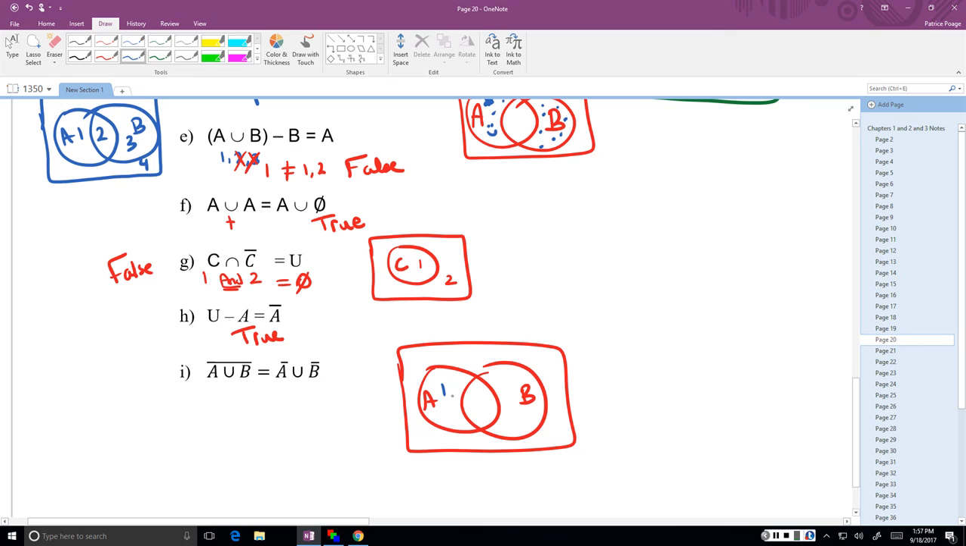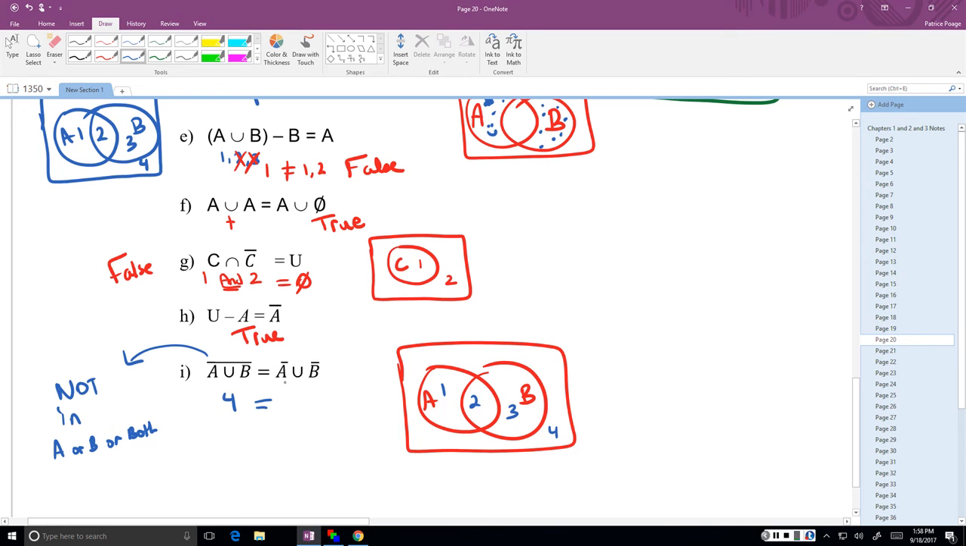I'm going to number them. So on the left side, the complement of A union B means it's not in A or B or both. So where is it? 4. The 4.